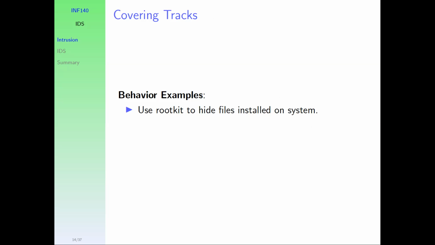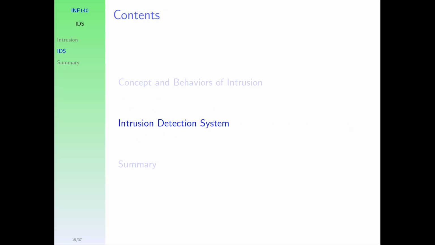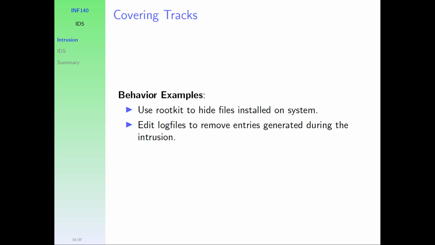So the last one is covering tracks, as I mentioned. Use a rootkit to hide files installed in the system, and edit log files to remove entries generated during the intrusion. So these give you the idea of what the intrusion activities look like, what an intruder can do in a system, and what the general steps or procedure are for an intruder hacking into a system.